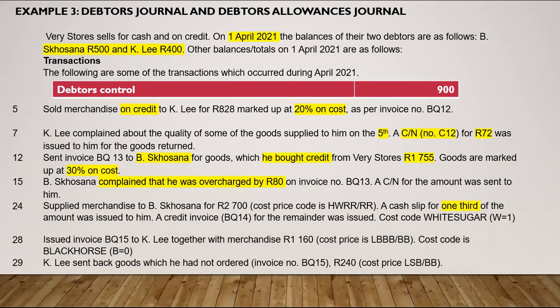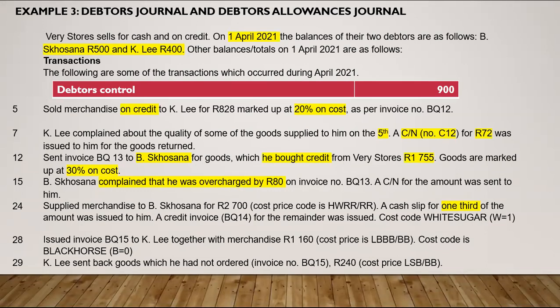So we need to determine the cost price of those goods. Luckily, we are given the markup percentage, which is 20% on cost. And they also gave us the invoice number, which will be BQ12. Because we sold these goods on credit, I highlighted on credit, I also highlighted 20% markup. Because we sold these goods on credit, they will be recorded in the debtors journal.